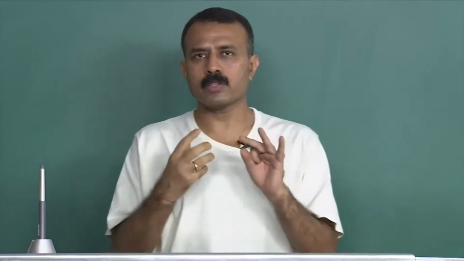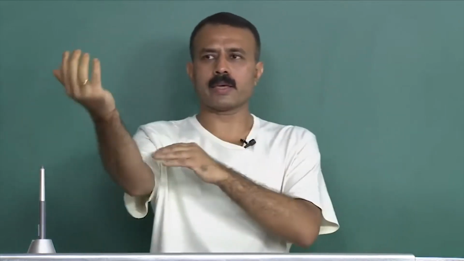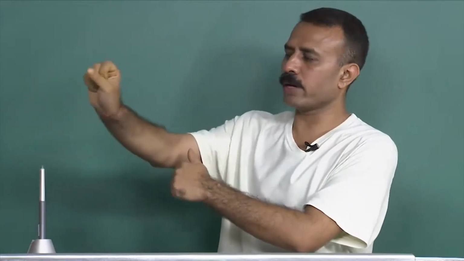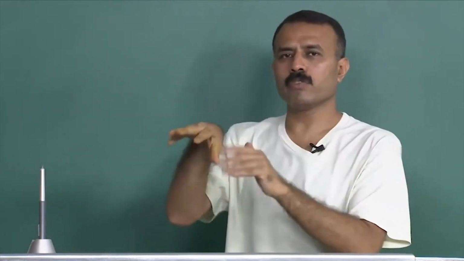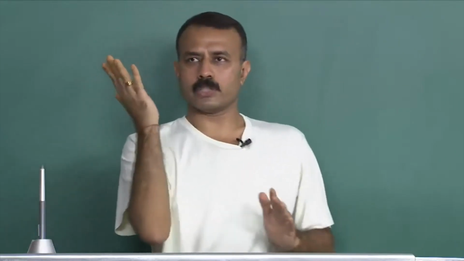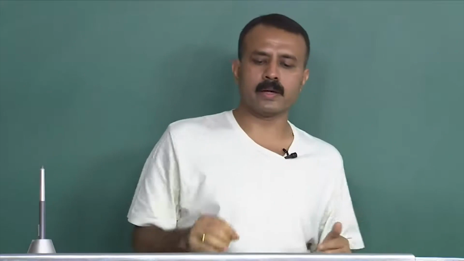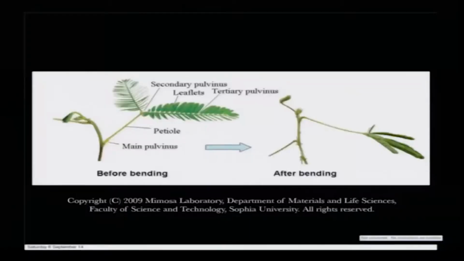It is the pulvinus region where the bending takes place. If you look at my hand, this is the zone where the bending is taking place, or this is the zone where the bending is taking place. Similarly for the leaf, the first is the tertiary, which is at the tip of the leaf, and it will curl. The next one is the secondary pulvinus, where the second level of bending happens, and the third one is the main pulvinus.